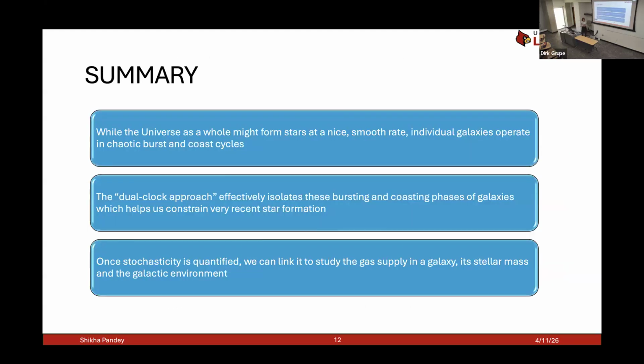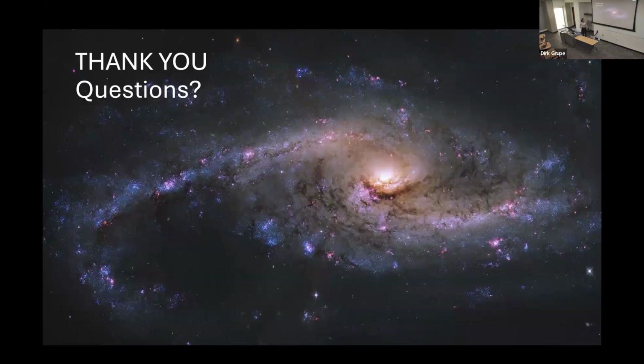To summarize what we're looking into: while the universe as a whole might form stars at a nice smooth rate, individual galaxies operate in chaotic bursts and violent cycles, bursts and coast cycles. The two-clock approach effectively isolates these bursting and coasting phases of galaxies, which helps us constrain very recent star formation. Once stochasticity is quantified, we can link it to steady gas supply in the galaxy, its stellar mass, and the galactic environment. Thank you.